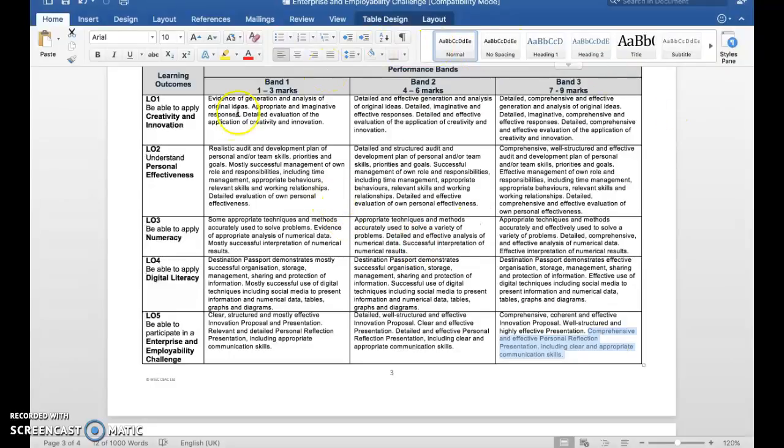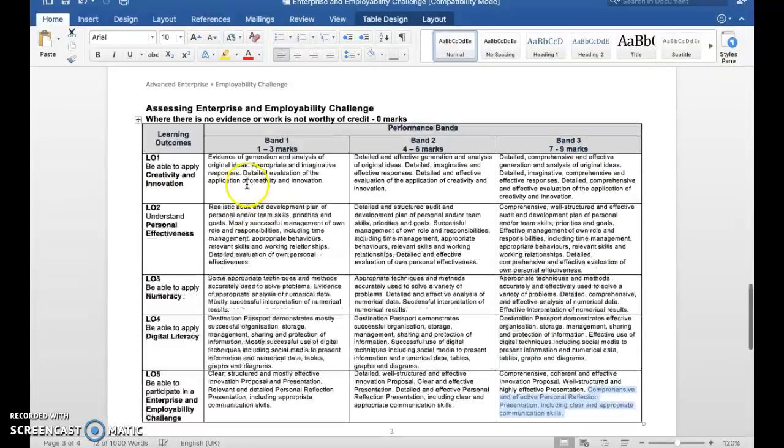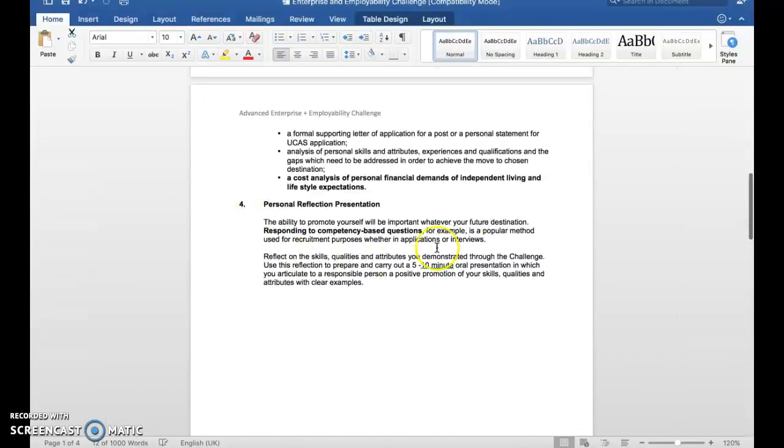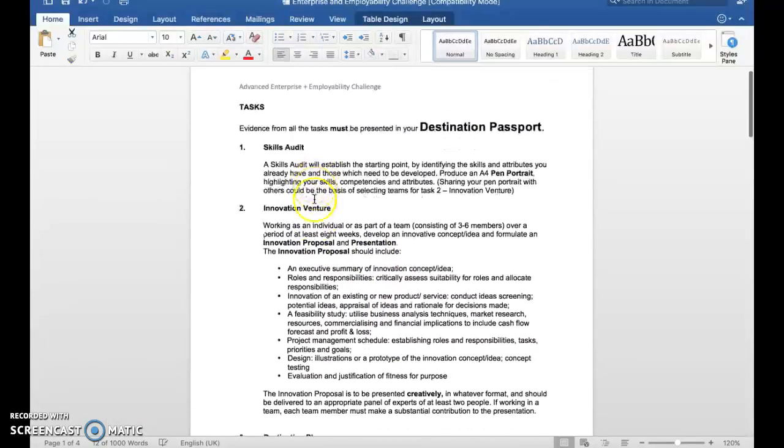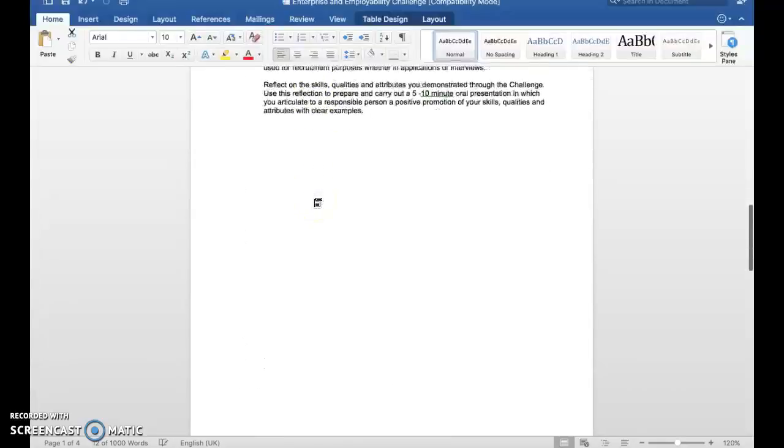Okay, so that's that for the mark scheme. Always keep it handy when you're working on this, and remember, you can pick up any of these marks anywhere through any of these tasks. It's holistic marking. We need all 4 in before we can make a judgment.